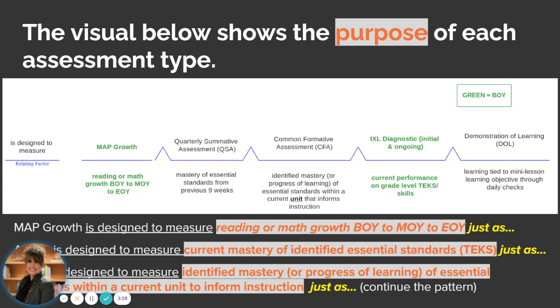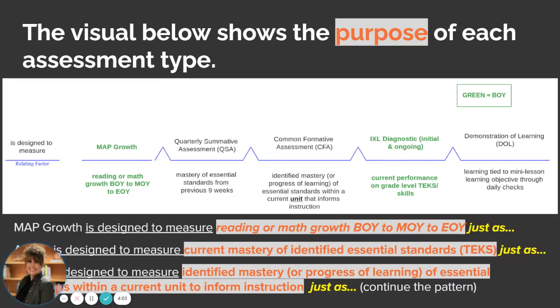Then we have common formative assessments, designed to measure identified mastery or progressive learning of essential standards as well, and maybe other prerequisites or spiraled ones within a current unit that informs the instruction. It's just ongoing. It can be quick checks and it can be a ticket out. And it often in our classroom is in the readers and writers notebook where they're really living and breathing and growing as readers and writers. IXL Diagnostic, which has an initial and an ongoing one, is designed to measure current performance on grade level TEKS.